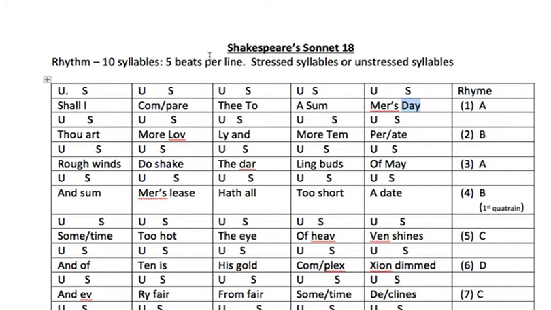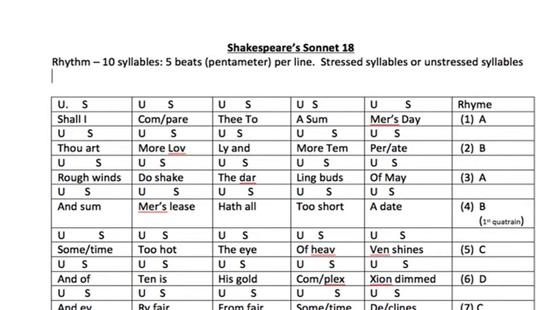And because it's 5 beats per line, every beat is called a meter, and a 5-beat line is called a pentameter, right? And because these beats are organized as unstressed first, followed by stressed, this particular order is called an iamb.